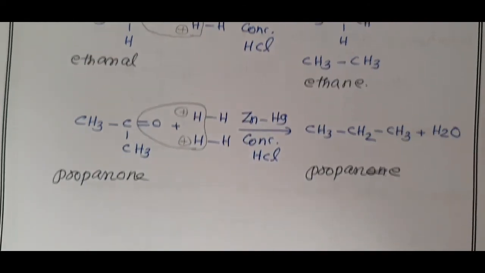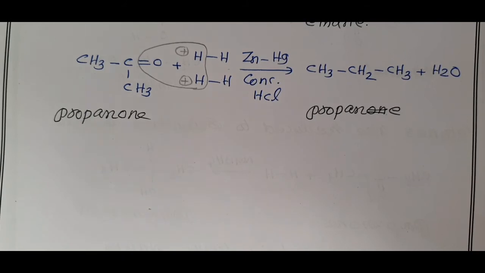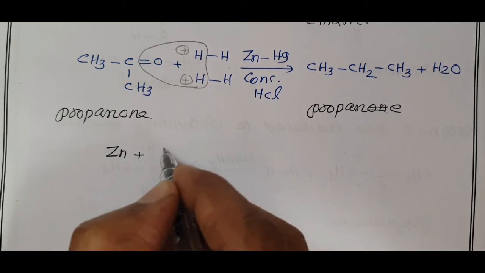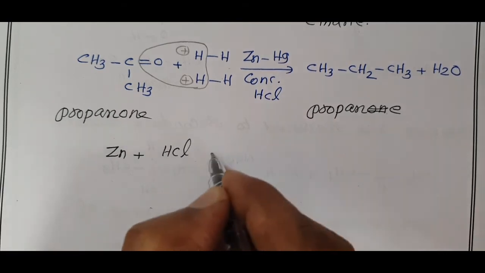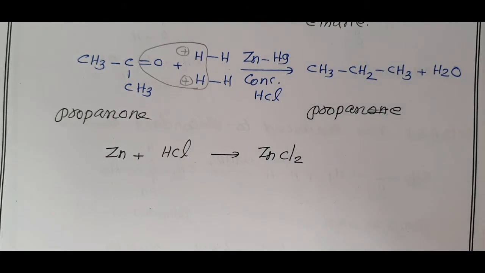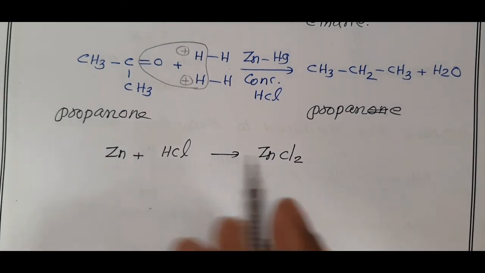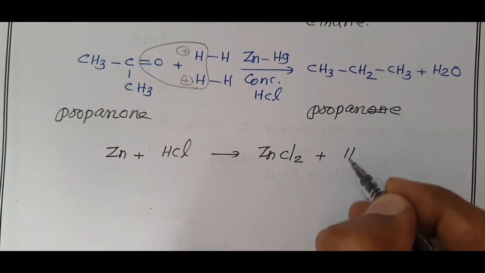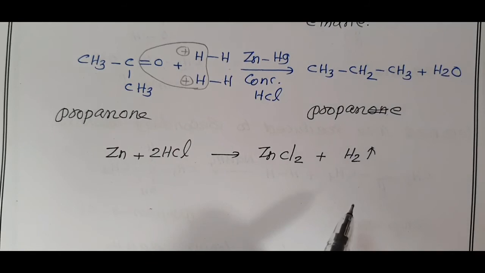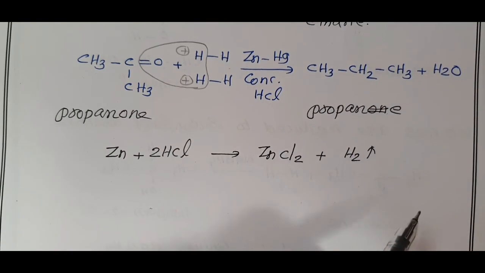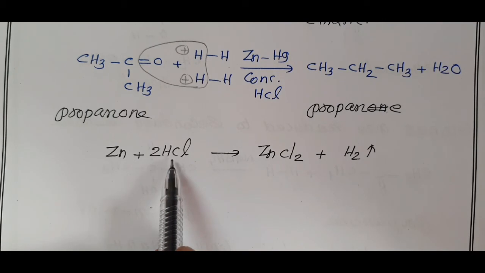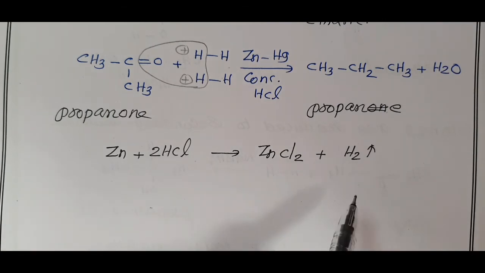In addition, the reaction of zinc with hydrochloric acid, HCl: zinc undergoes oxidation, loses electrons and becomes a positive ion, which combines with the chloride ion, giving zinc chloride and liberating H2. The zinc with hydrochloric acid releases hydrogen gas.